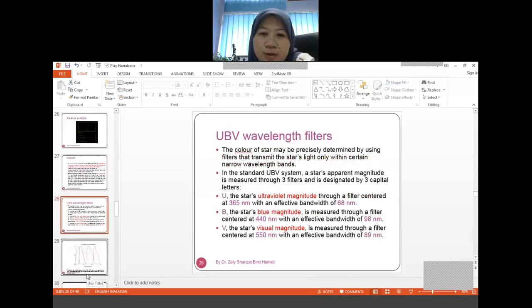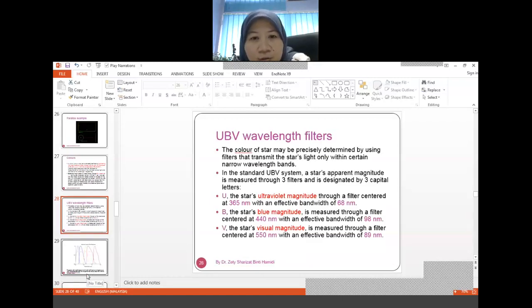And since we have UBV filters, they have different wavelengths. For instance, U is the ultraviolet magnitude, centered at 365 nanometers with an effective bandwidth of about 65 nanometers, while B is the blue magnitude, measured through a filter centered at 440 nanometers with a bandwidth of 98 nanometers. This is different from the ultraviolet magnitude. And V, the visual magnitude, is measured at 550 nanometers with an effective bandwidth of about 89 nanometers. I will explain the details on this in the next lecture.